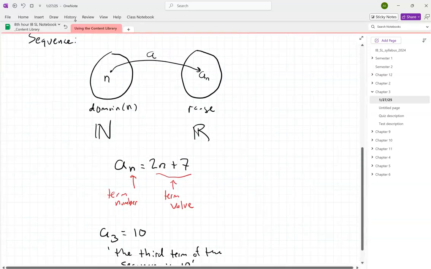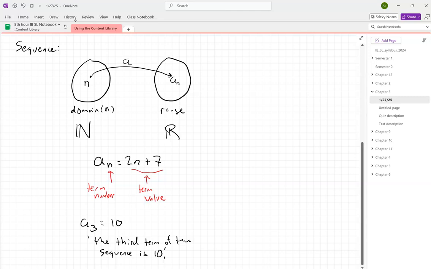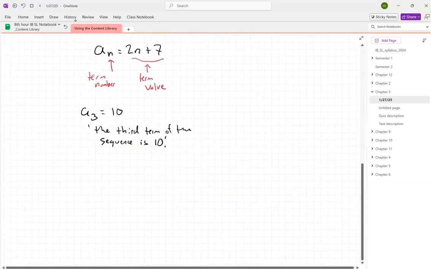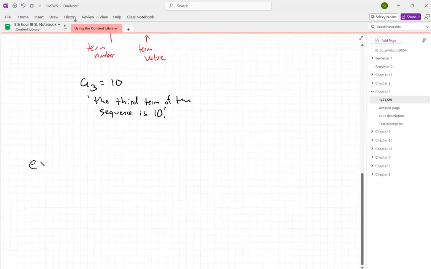Is everybody okay with the vocabulary and the notation, really the difference between a function and a sequence? Very little difference, right? We're going to use a different notation, but the only real difference here is that the domain for a sequence is always the natural numbers or a subset of the natural numbers. Okay with that? All right, so let's look at some examples.